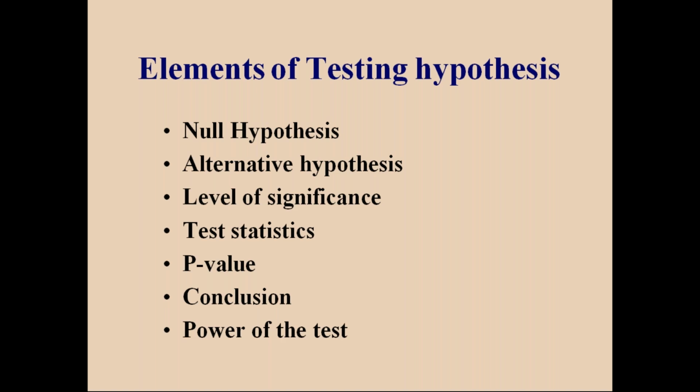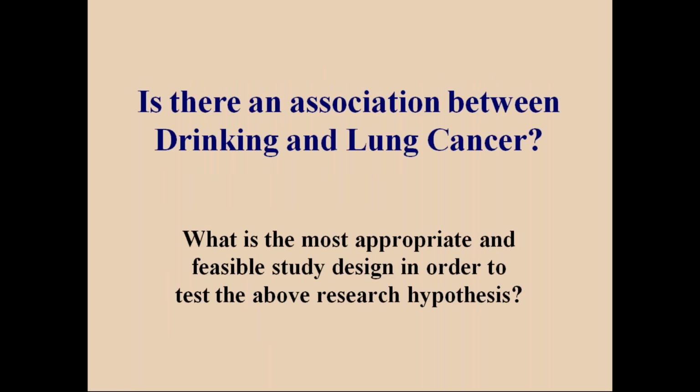Elements of testing of hypothesis: first one is null hypothesis, second one is alternative hypothesis, third one is level of significance, fourth one is test statistic, fifth one is p-value, sixth one is conclusion, last one is power of the test. Is there an association between drinking and lung cancer?